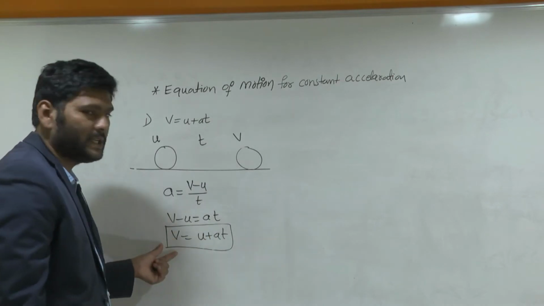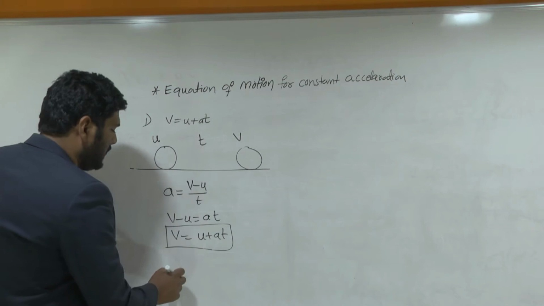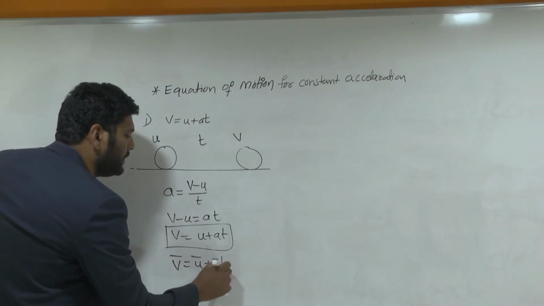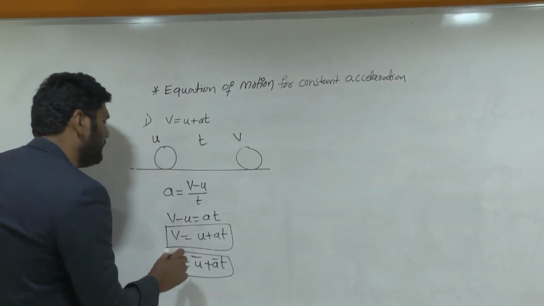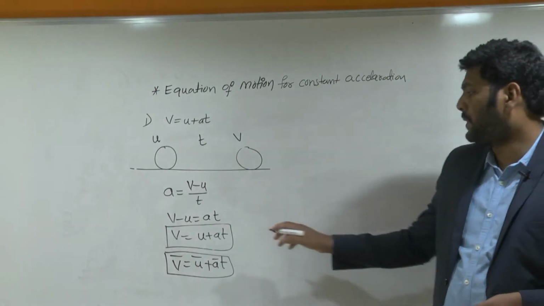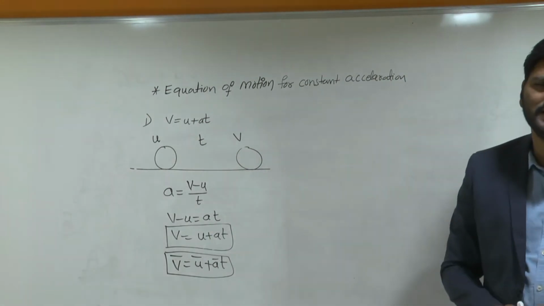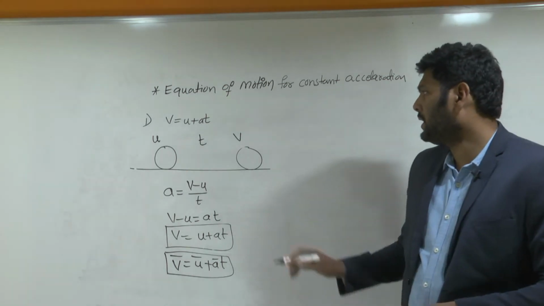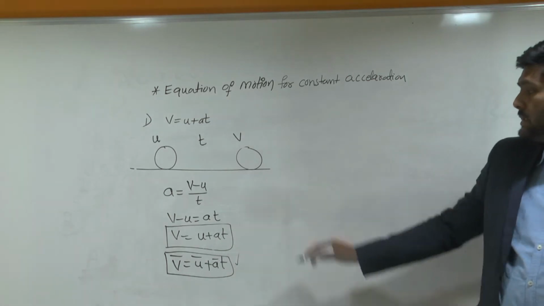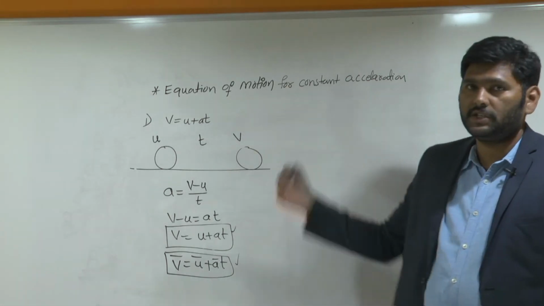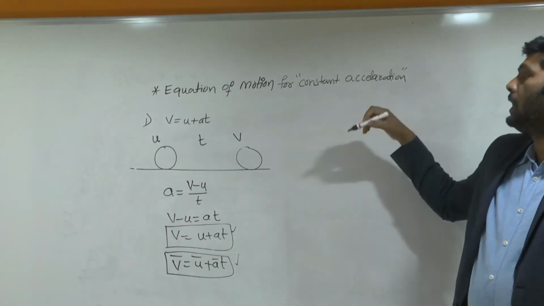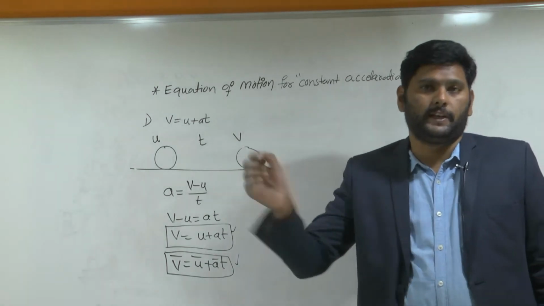Now if you want to write this expression in vector form, that is V bar is equal to U bar plus A bar into t. So this is a vector form. As it is moving in a straight line, the vector equation and the magnitude equation both represent the same thing. Now this is a situation. By using the situation, we got this relation. This relation is called the first equation of motion for constant acceleration or uniform acceleration, both are the same.